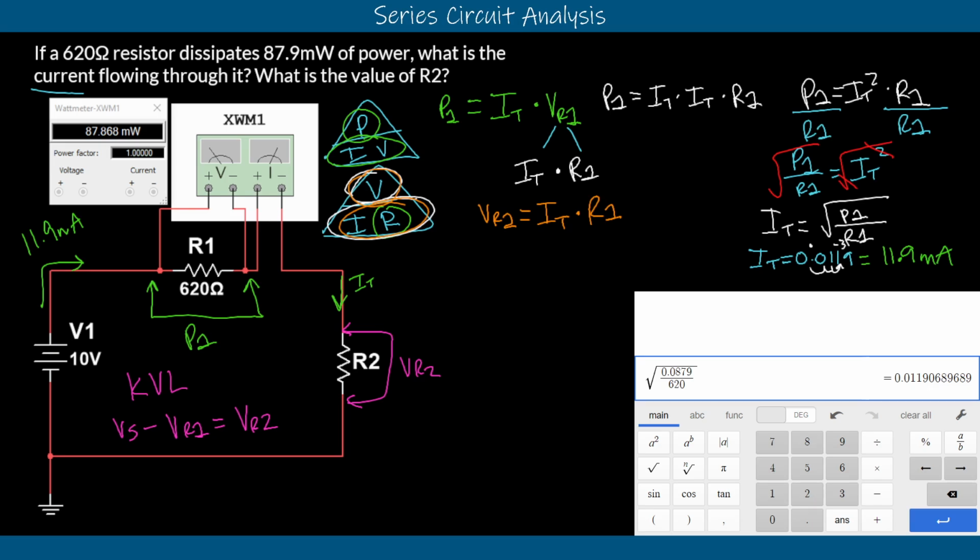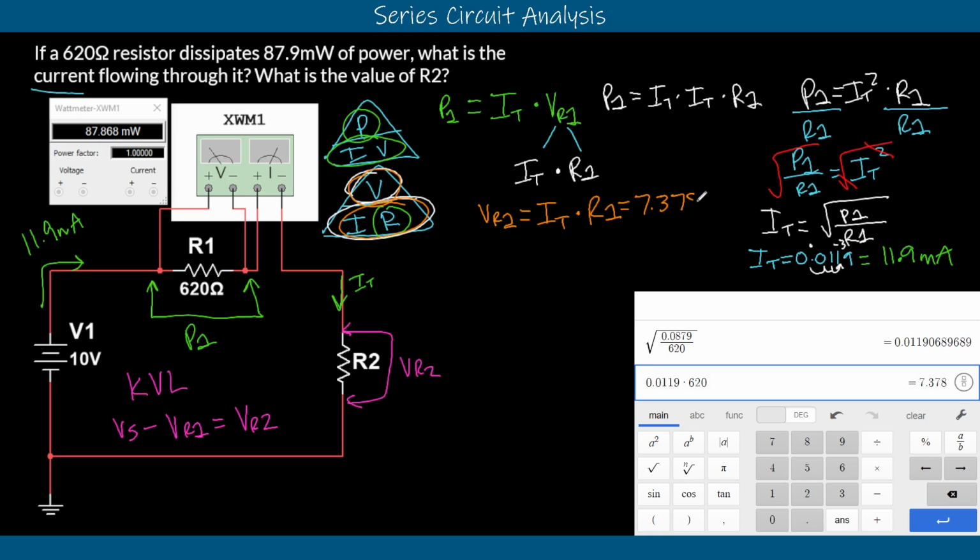We can plug that in and say that we have IT, that's a small little milliamp value, 0.0119, and we will multiply that by our R1 value of 620. That's going to give us a voltage, right? That's the voltage drop across that R1 resistor. And so we'll set that equal to 7.378 volts. That is over here. That's this voltage drop. That's what this meter is reading right here to get this power value that they marked.